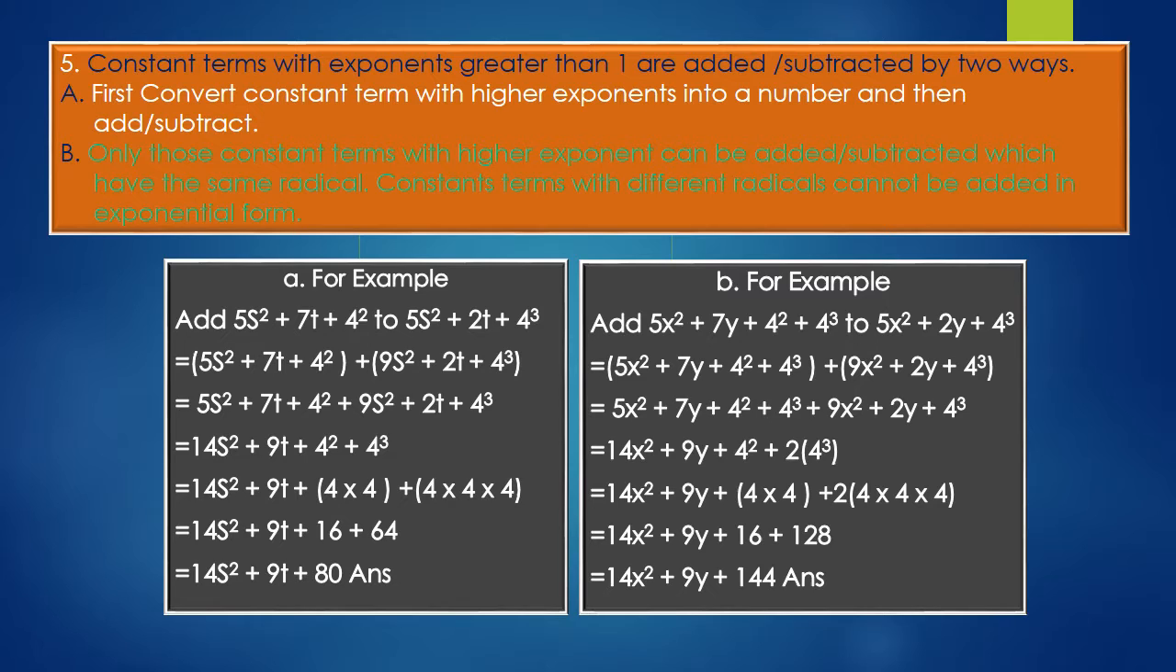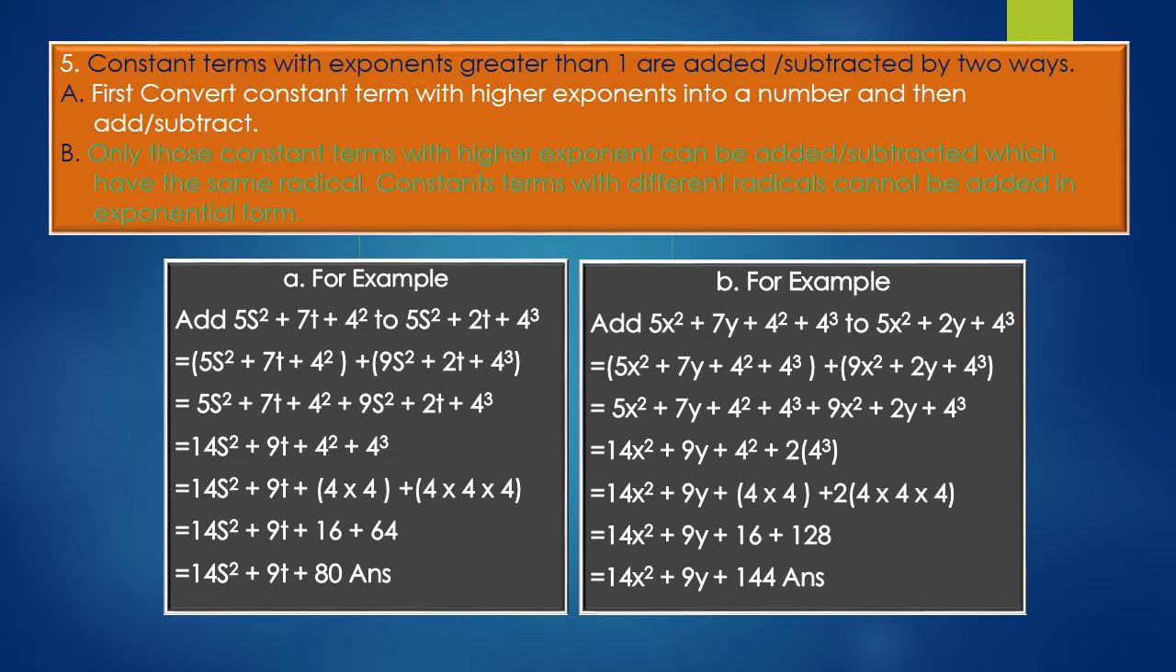So these two ways of the constant term state that when a constant term is in higher exponential form, we have to convert it into a number by multiplying the radical by itself a number of times equal to the exponent. This is the first way. So when a constant term with a higher exponent is converted into a number, then it can be added or subtracted easily.